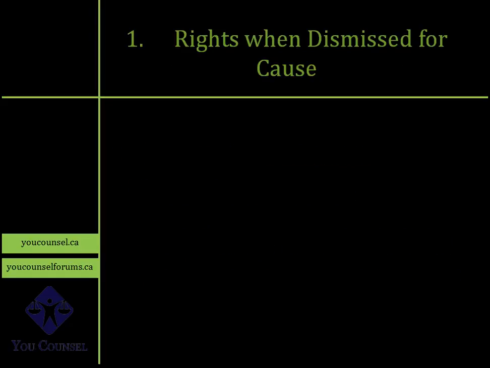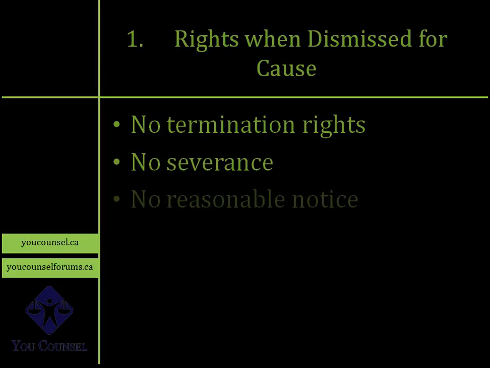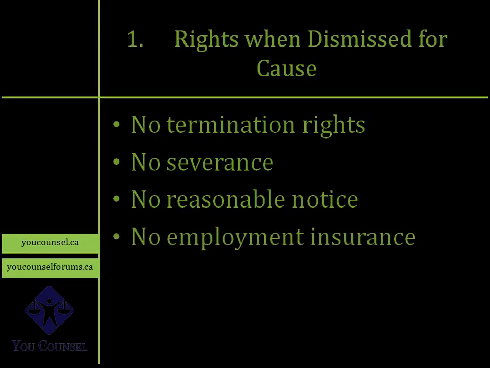What happens to an employee's rights when he or she is dismissed for cause? Keep in mind that when an employee is dismissed for cause, there are no termination rights, no post-termination rights. He or she does not get any termination pay, severance pay, no reasonable notice, no common law reasonable notice that employees terminated without cause may be entitled to. The employee is not even entitled to employment insurance because it's a dismissal for cause.